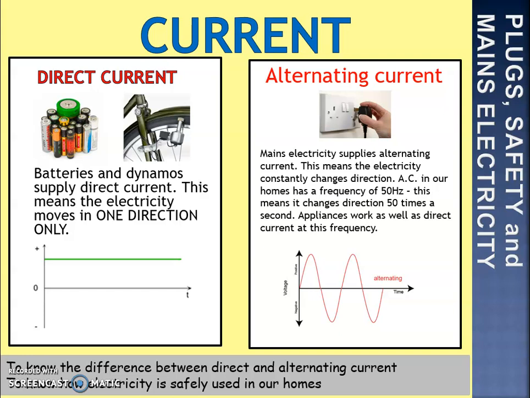Now, AC in our homes has a frequency of 50 Hz, and that means it changes direction 50 times per second. The graph below shows that, whereas the direct current graph is always above the zero axis, you can see on the alternating it's constantly moving up and down, above and below that axis. Now, appliances we have are attuned to work at this frequency.